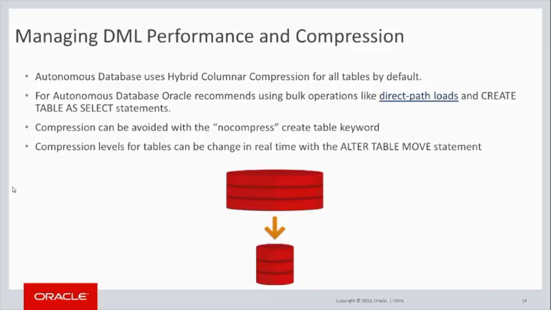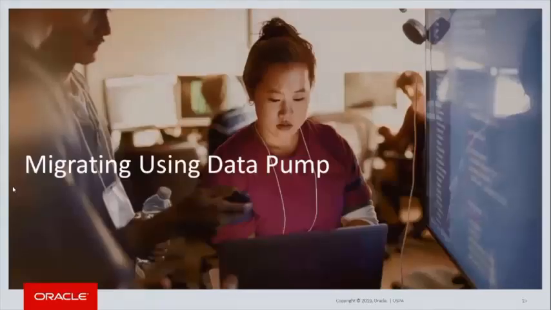For best compression ratio and optimal performance, Oracle recommends using bulk operations like direct path loads and create table select statements. But if your workload requires frequent DML operations like update and merge on large parts of a table, you can create those tables as uncompressed tables to achieve better DML performance. Let's look at how to perform a migration using DataPump.